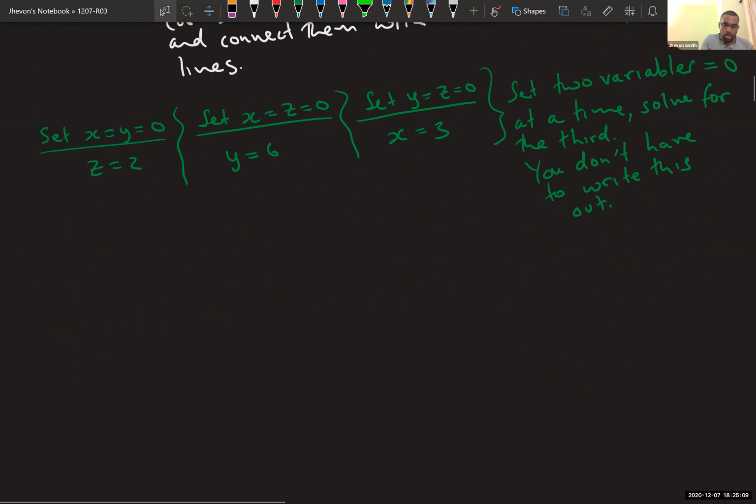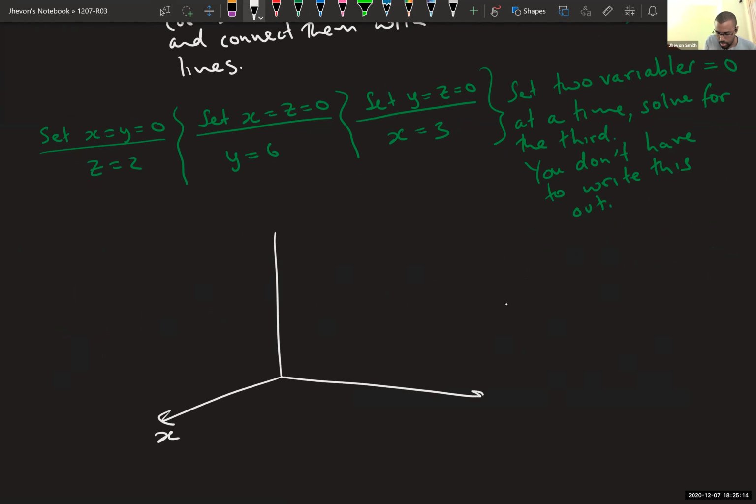So what do you do now? Well, as always, you're going to draw your axes. And now, no one hits negative, so we don't even have to draw these, but we're going to plot all the points that we found. So we found that z was 2, x was 3, and y was 6. Found the intercepts. And now what we do is we just connect those with a line.